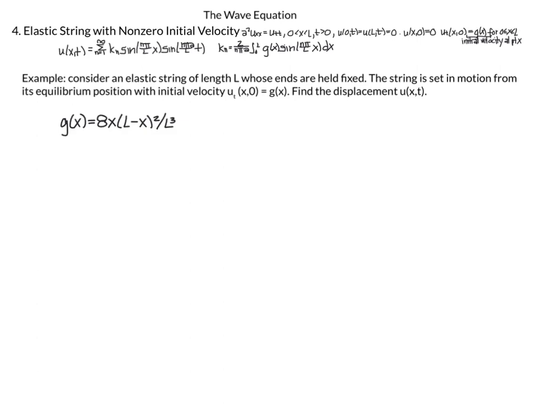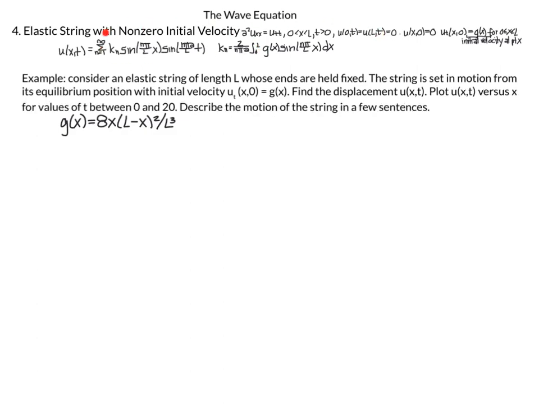I am going to do another example, very similar, same function here, but now I'm going to consider an elastic string of length L, the same, whose ends are held fixed. The string is set in motion from its equilibrium position, so now f of x is 0, but the initial velocity is equal to g of x. So in the previous problem, this function here, 8x(L minus x) squared over L, was f of x, the initial position, but now it's the initial velocity. And here I have the relevant formula for non-zero initial velocity for your reference.